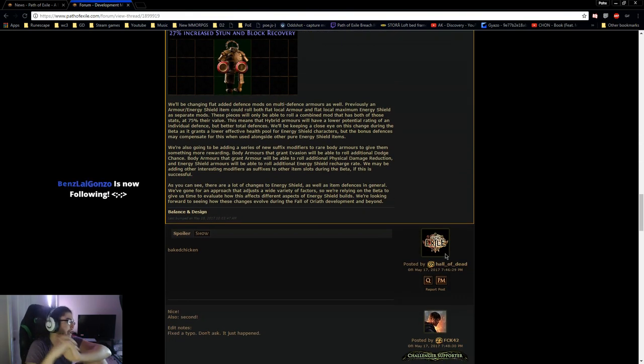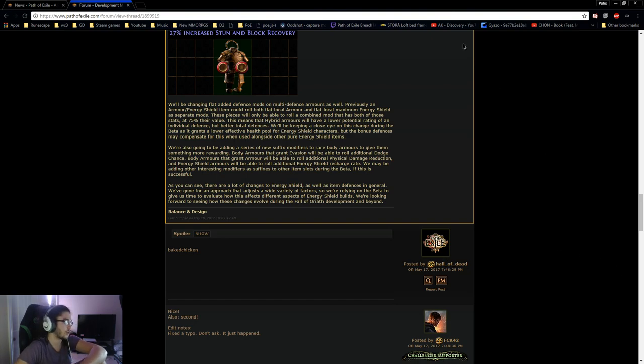We'll be changing flat added defense mods on multi-defense armors as well. Previously, an armor evasion shield item could roll both flat local armor and flat local maximum energy shield as separate mods. These pieces will only be able to roll a combined mod that has both of them at 75% of their value. This means that hybrid armors will have lower potential rating of individual defense, but better total defense. We'll be keeping a close eye on this change during the beta, as it grants a lower effective health pool for energy shield characters, but the new defenses may compensate for this when used alongside other pure energy shield items.